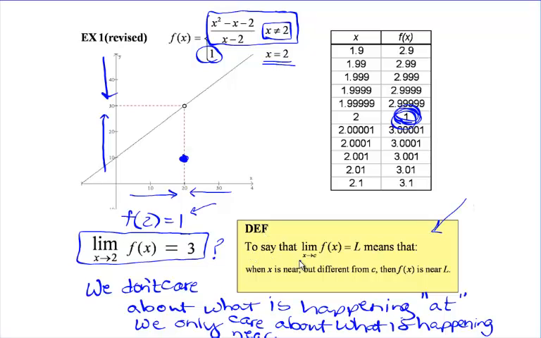To say that the limit as x approaches c of some function equals capital L means that when x gets near, when input values get near, but different from c, because we're approaching c in the limit, then the output values, the y values, the f of x values, get near L. So here, the output values at 2 are 1, but as we get near 2 from the right and from the left, the output values get near 3. So we don't say 2.999 is the limit or 3.0001 is the limit. The outputs are getting near 3.